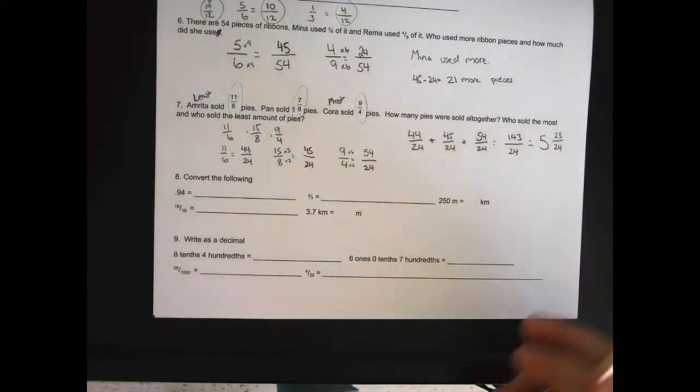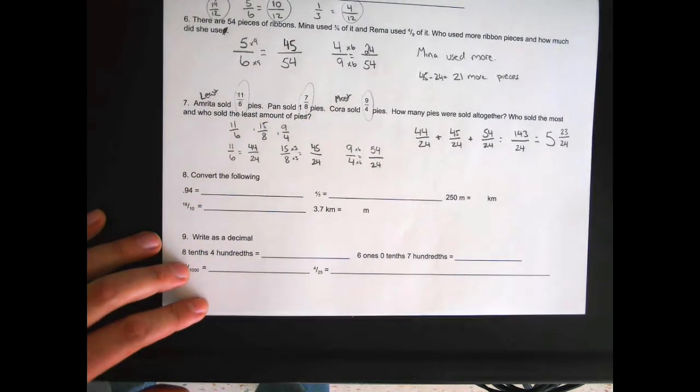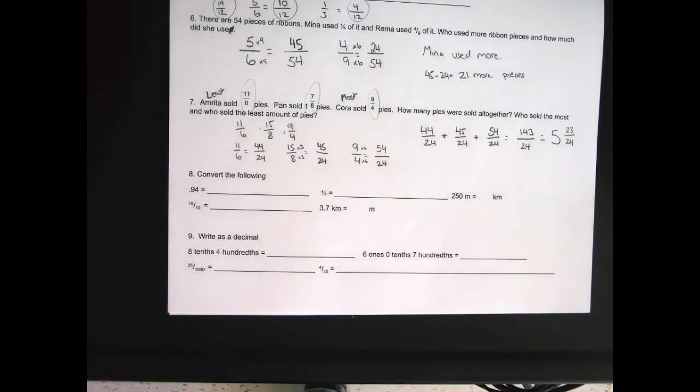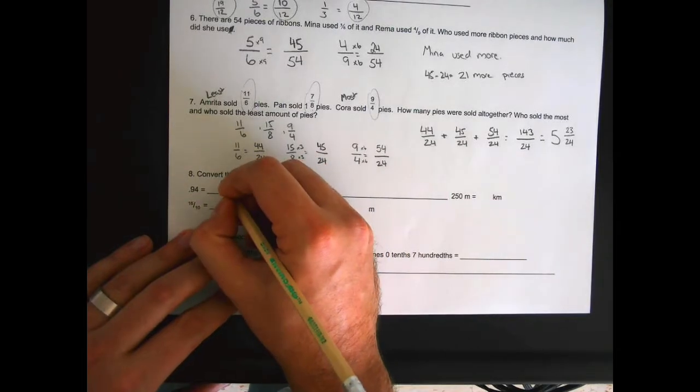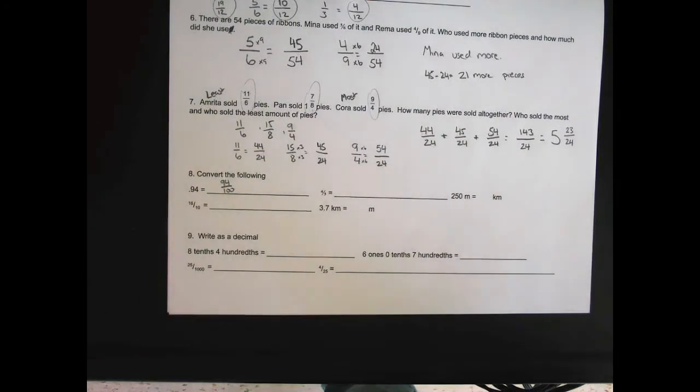Number 8, it says convert the following. It doesn't tell you what to convert it to, but the first one is decimal form. So what do you think it wants you to convert it to? Fractions. And what's the fraction going to be for decimal 0.94? 94 over 100 is an answer you can give me.